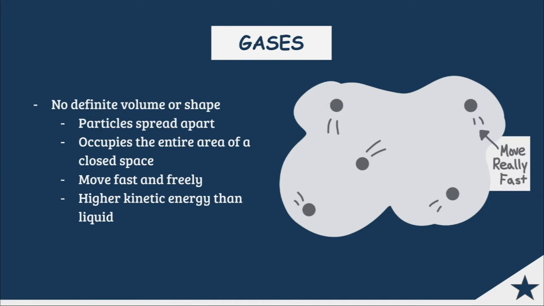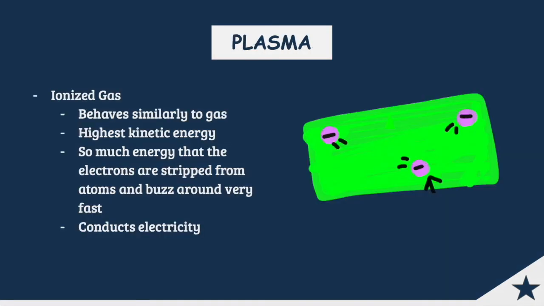Gas particles spread apart and occupy the entire area of a closed space. The particles move fast and freely, and it has higher kinetic energy than liquids. Plasma is an ionized gas and behaves similar to gas. Plasma has the highest kinetic energy of all the states of matter, and has so much energy that the electrons are stripped from the atoms and buzz around very fast, which means that it conducts electricity.